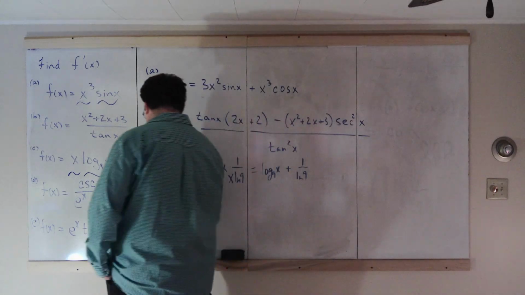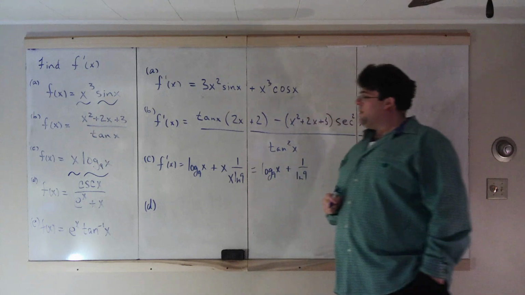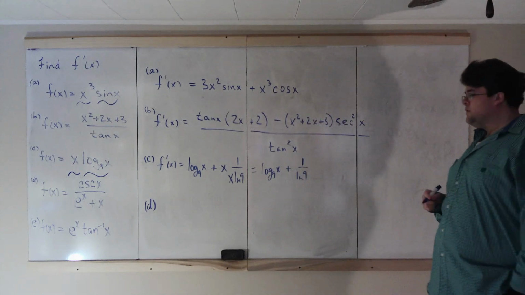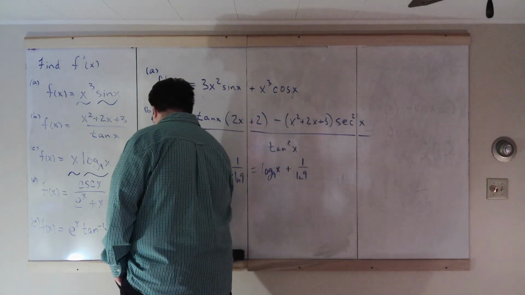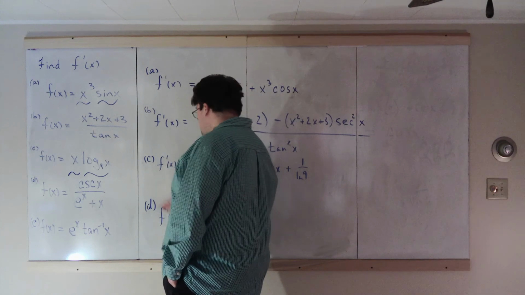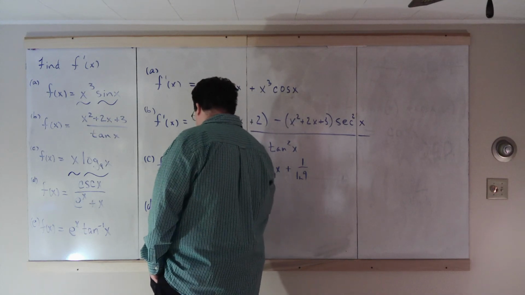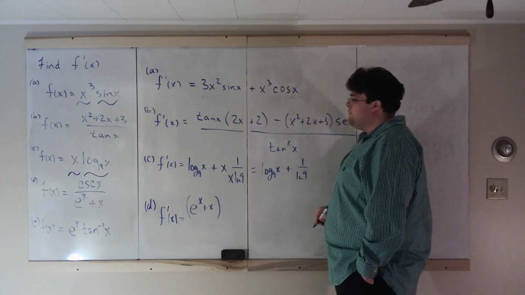Part D. Well, what do we have here? Cosecant x over e to the x plus x. Well, how would we do that? Well, again, it's a quotient, so we should use the quotient rule. The derivative of a quotient is what? Bottom, derivative of the top. What's the derivative of the top?